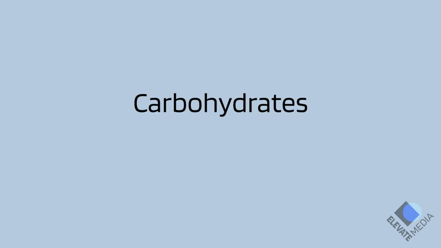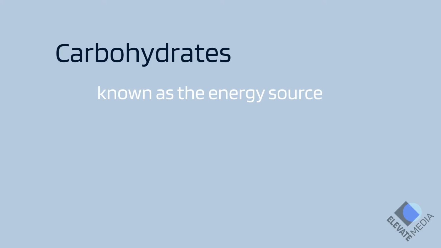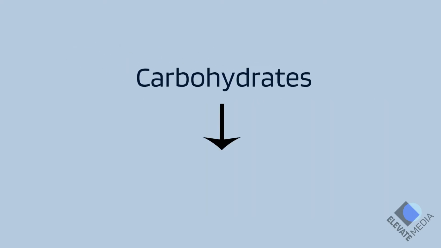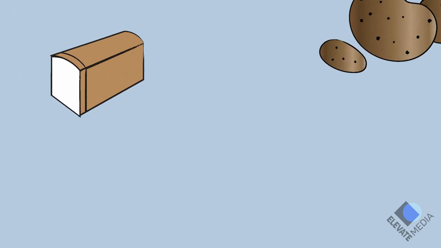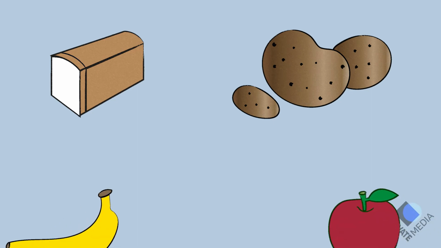So there are three categories of biomolecules that we'll discuss today: carbohydrates and lipids. Let's look at carbohydrates first. Carbohydrates are known as the energy source for the body. Our bodies use carbohydrates to synthesize ATP, the molecular source of energy for our bodies. Carbohydrates can be found in grain products such as bread, starchy vegetables like potatoes, and many fruits.